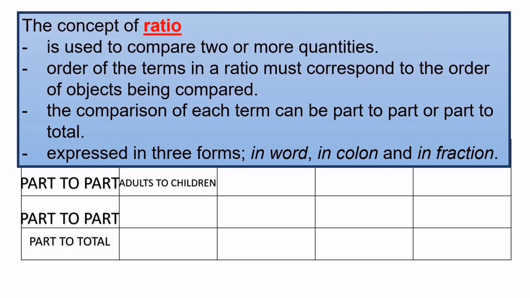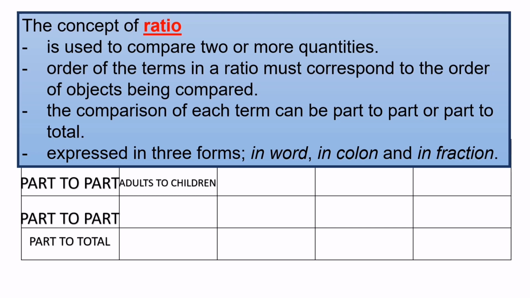So, the concept of ratio is used to compare two or more quantities. So, ibig sabihin, kino-compare yung bilang. Okay? Yung bilang sa problem. So, order of terms in ratio must correspond to the order of objects being compared. So, kung ano yung una na banggit sa problem, yun yung mauuna.